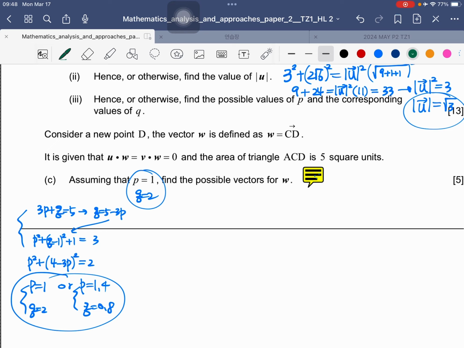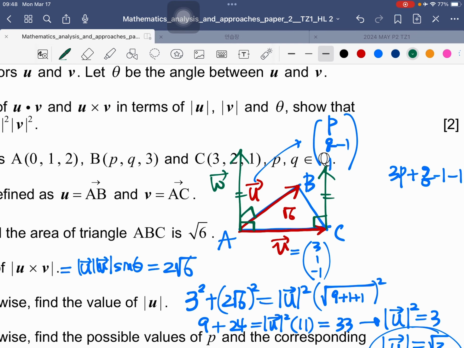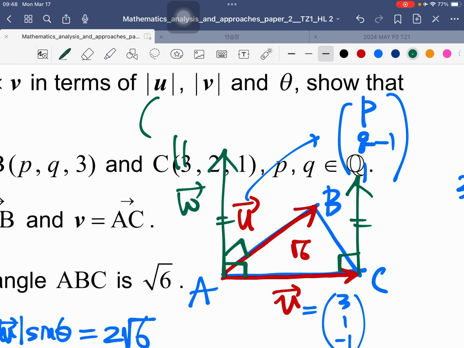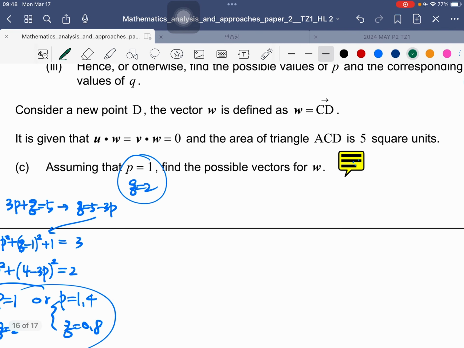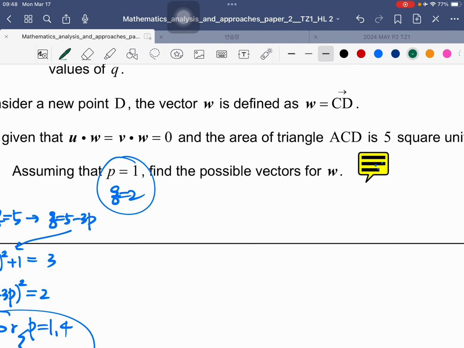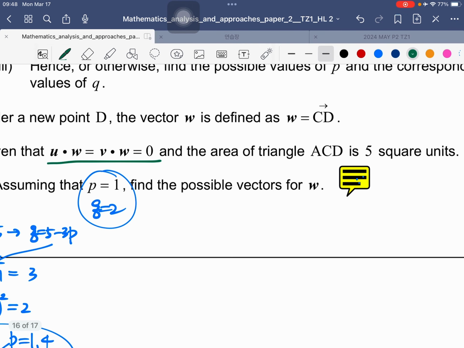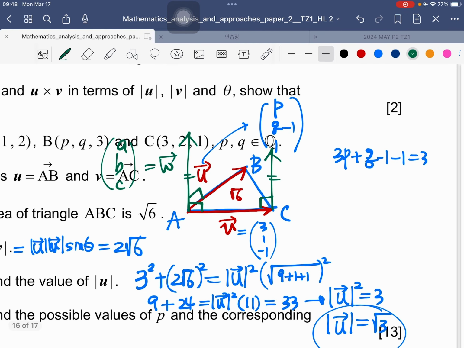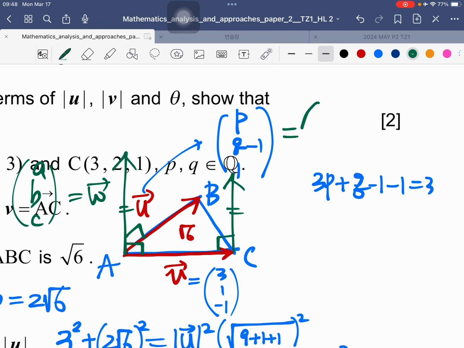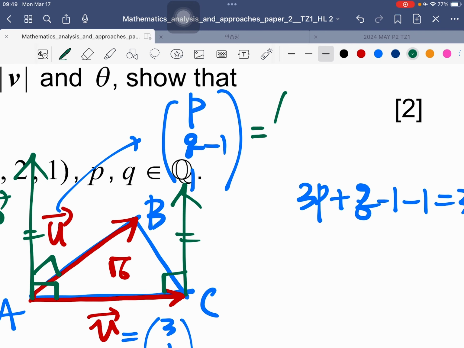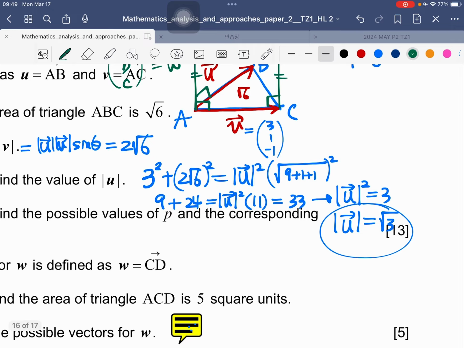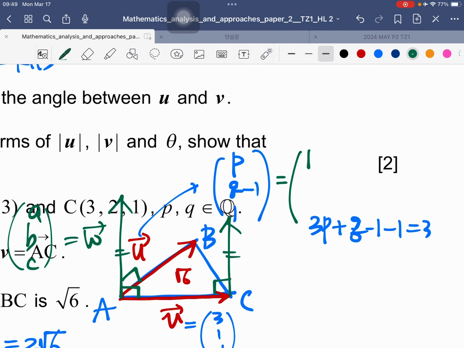The area of triangle ACD is 5. So we have 3 conditions. Let's say the W vector is defined as A, B, C. First condition, this one over here: the U vector, now P equals 1, Q equals 2. So the U vector is now 1, 1, 1.